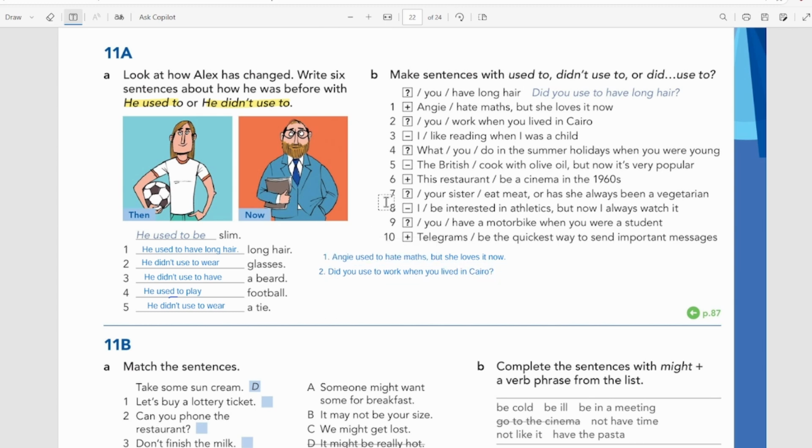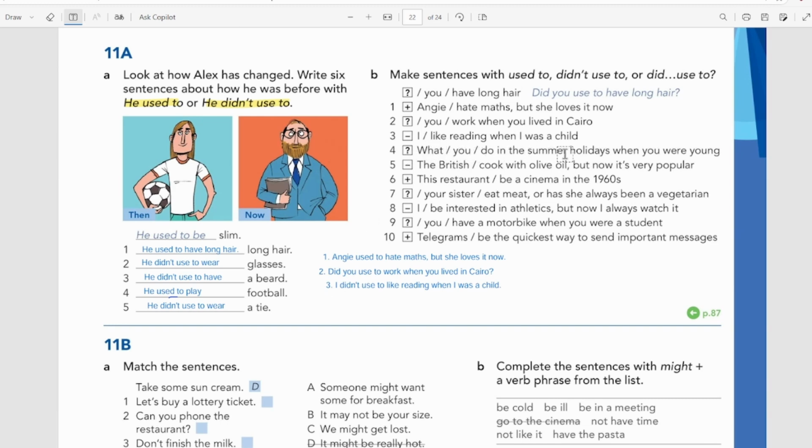Number 3, negative. I liked reading when I was a child. So: I didn't used to like reading when I was a child. That's it.